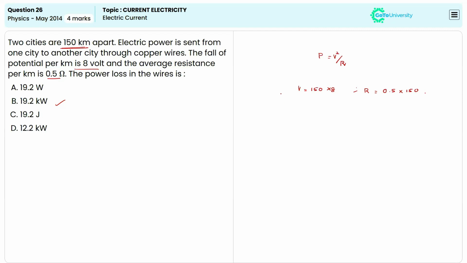Okay, now we are going to just apply the values. So when we are applying the values, power will be equal to (150 times 8) whole power 2 divided by 0.5 times 150. Okay, so when we are simplifying this, we will get the answer of 19.2 kilowatt. So this is the value of power loss.